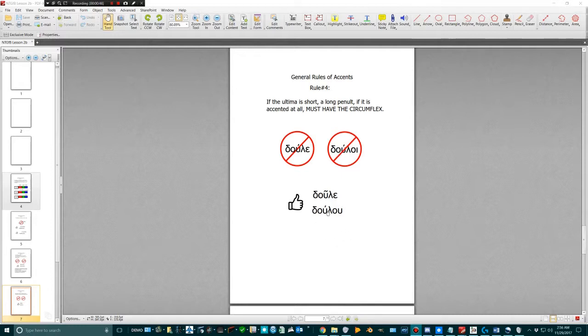How can we have it? Well, take a look at here's douleu. There's the proper. You have a circumflex above the penult because that is long. Okay, the penult is long. Ultima is short. What about down here? Well, we have a long ultima and we have a long penult. So this would be an acute accent. Okay? Good.